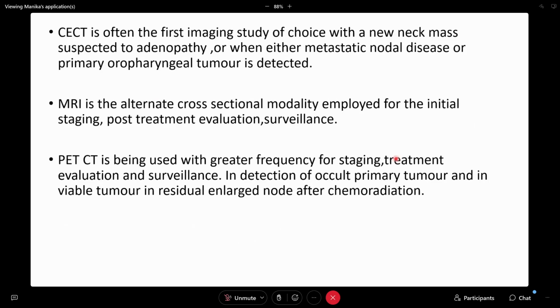Coming to the imaging part for the diagnosis, CT is often the first imaging study of choice with a new neck mass and suspected adenopathy. MRI is the alternate cross-sectional modality employed for the initial staging, post-treatment evaluation, and surveillance. PET-CT is being used with greater frequency for staging, treatment evaluation, and surveillance, and in case of contralateral node involvement and to rule out distant nodal metastasis.